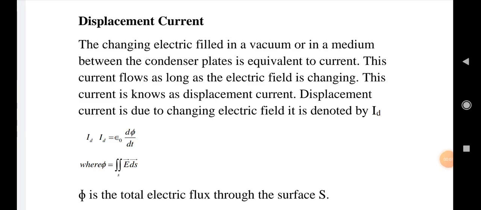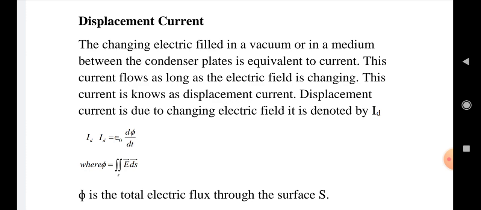Dear student, in the previous lecture, I have already discussed what is Faraday's law, then Faraday's law in differential form, and Faraday's law in integral form. Faraday's law in integral form is nothing but the closed line integral of E bar dot dl bar is equal to the surface integral of minus del B by del t dot ds bar. This is nothing but Faraday's law in integral form.